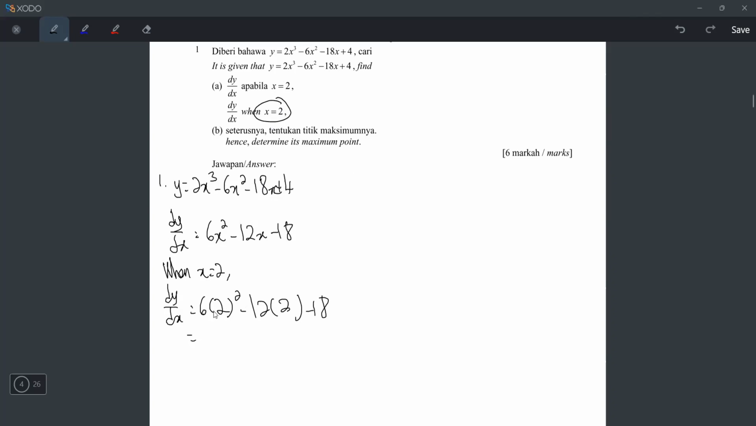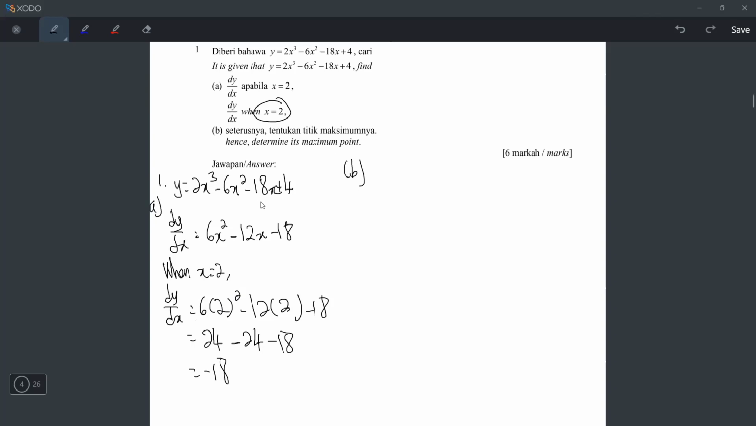We cannot do times 6 first. We have to do power 2 first. So 2 power 2 is 4. 4 times 6 is 24. 12 times 2 is 24, plus, minus 18. So you will end up with negative 18. Okay, you can use your calculator to help you. So that's how you do A.